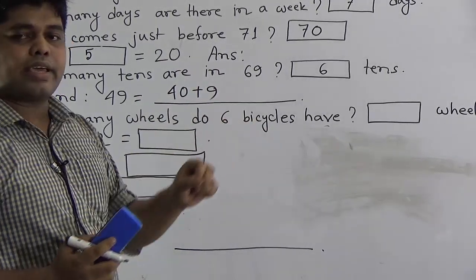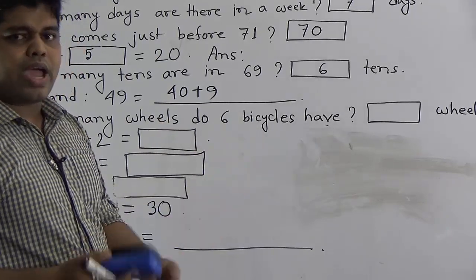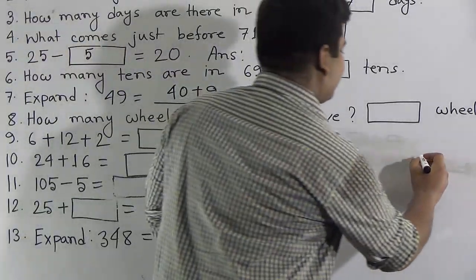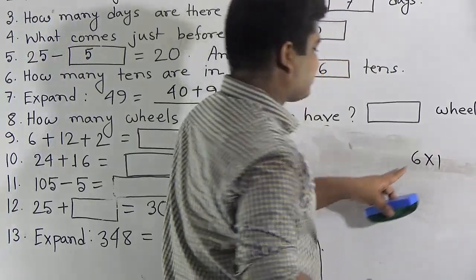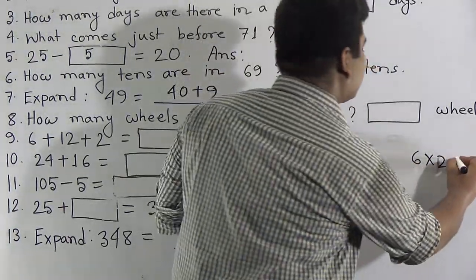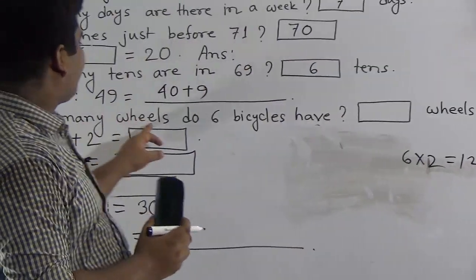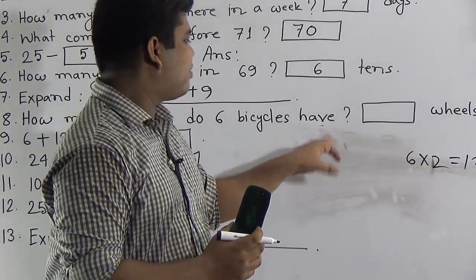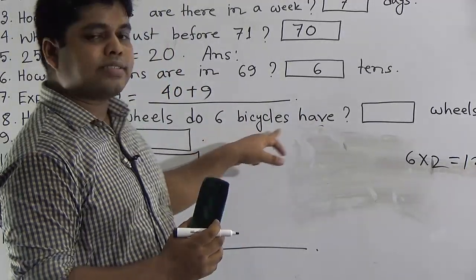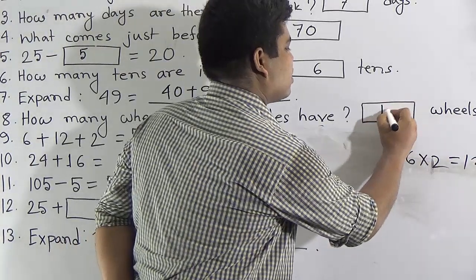So how many wheels do 6 bicycles have? That means we multiply 6 with 2 and we get the answer. That means we count the times table of 6. 6 ones are 6 and 6 twos are 12. So my dear students, how many wheels do 6 bicycles have? The answer will be 6 bicycles have 12 wheels. So the answer is 12.